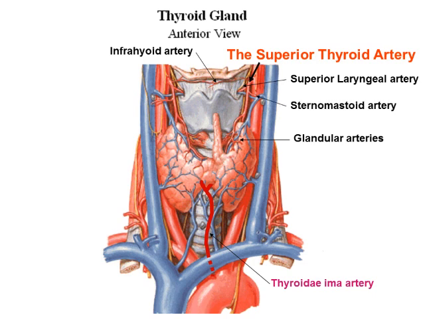The fourth branch is the sternomastoid artery, and that artery supplies the sternomastoid muscle. And the last branch is called the cricothyroid artery, which supplies the cricothyroid muscle, which is a muscle of the larynx.